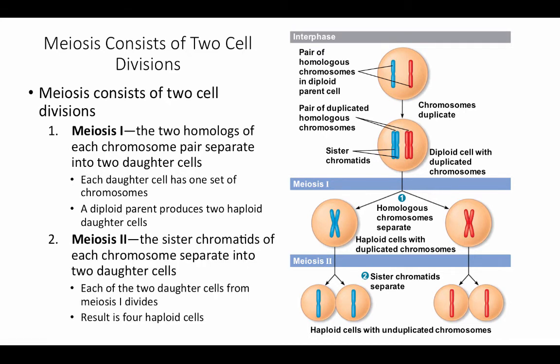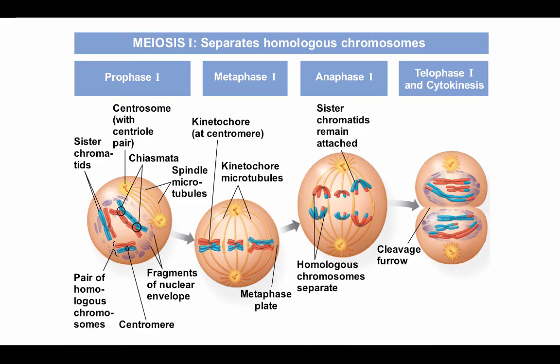In meiosis 2, this is where the 2 sister chromatids of each chromosome separate into 2 daughter cells. So the 2 copies of the paternal cell are going to go into 2 separate gametes, and same with the 2 copies of the maternal chromosomes. And again, in the end, this results in 4 haploid cells. And the phases of meiosis during each cell division, during meiosis 1 and meiosis 2, are going to parallel the phases of mitosis that you learned last semester.